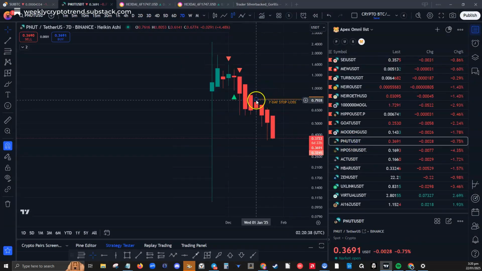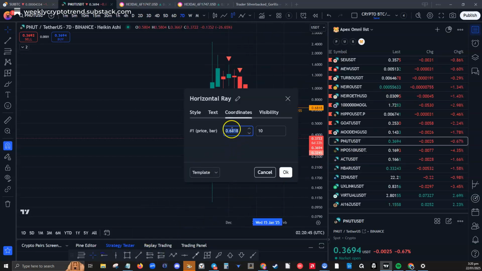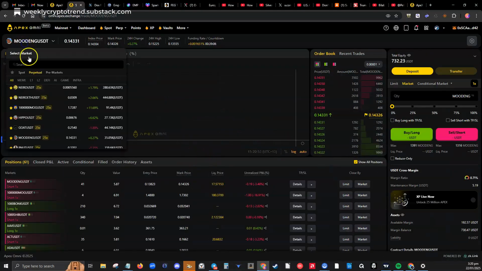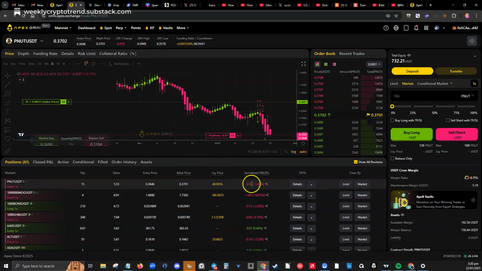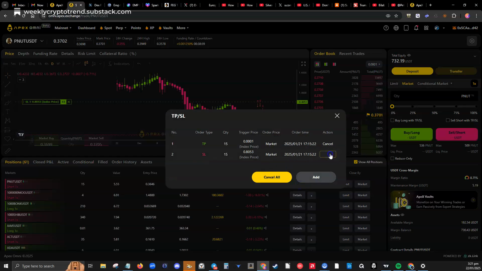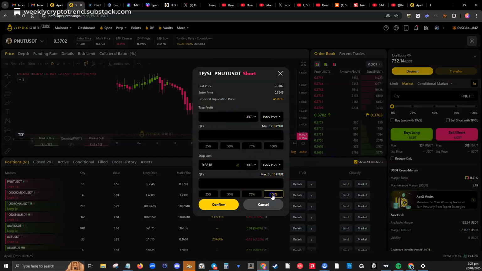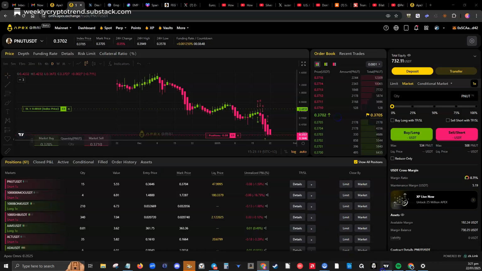Peanut, you would move the stop loss down to this level here, 0.68. Just grab those coordinates here. So peanut on the peanut short. There we go, there's the current position there. Peanut short. Add stop loss. Paste. 100%. Go. All done.